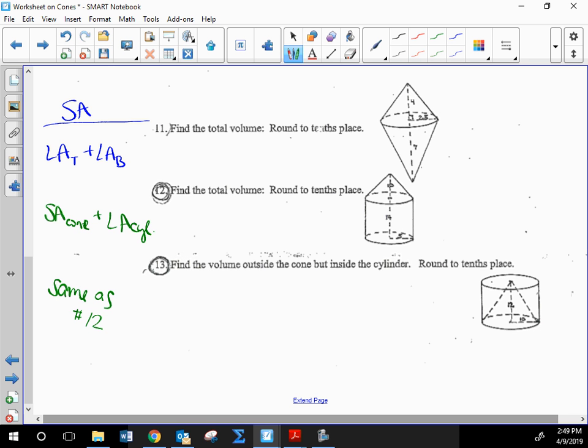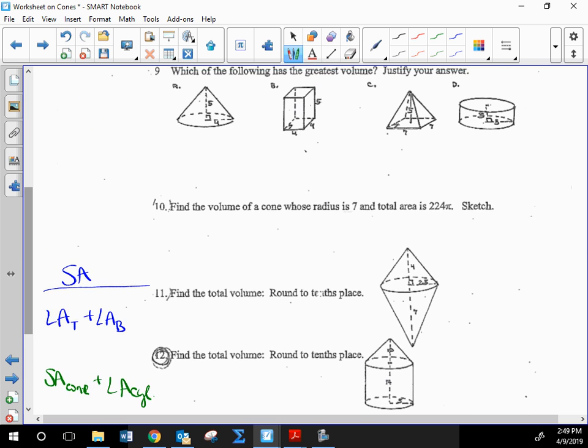Okay. Let's take a look at, I think it's number 10. All right. I want you guys to go ahead and first take a minute and attempt number 10. I'm going to see how we're doing, how far we get, and then we'll go from there.